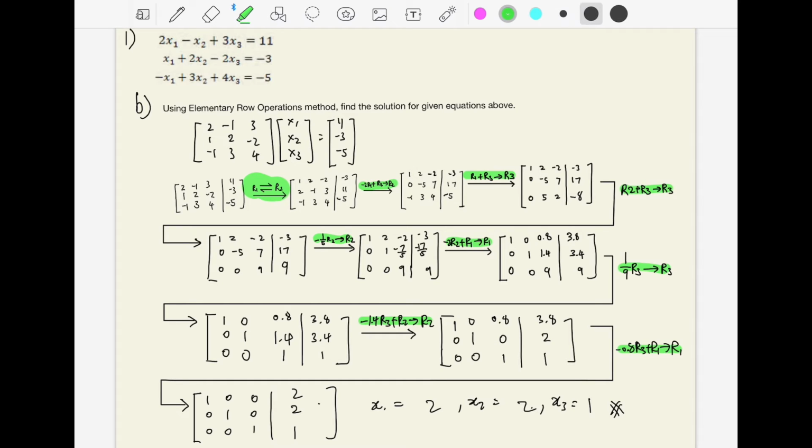As you can see, the final answer get the unit matrix. And the leading diagonal is 1, 1, 1. So it means x1 equals to 2, x2 equals to 2, and x3 equals to 1. So this is the final answer.